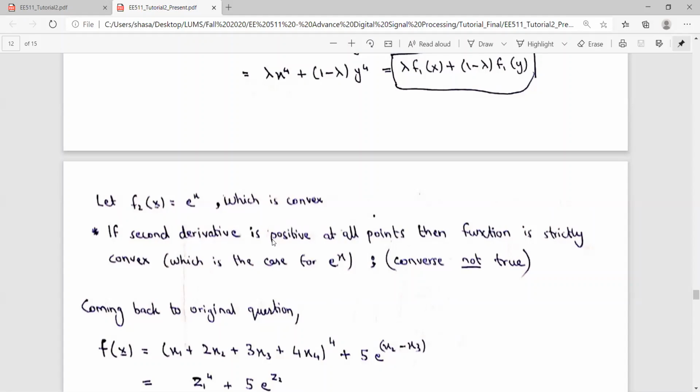So this is once again what we call a sufficient property, that if this is true, we can be certain that the function is convex. If this is not true, then it may be convex, it may not be convex.